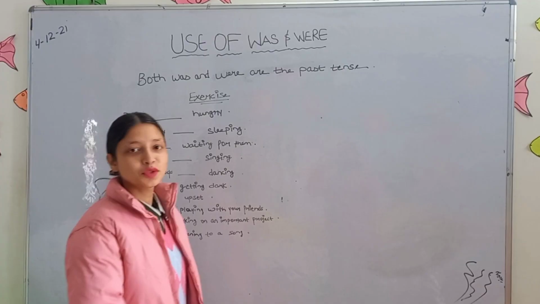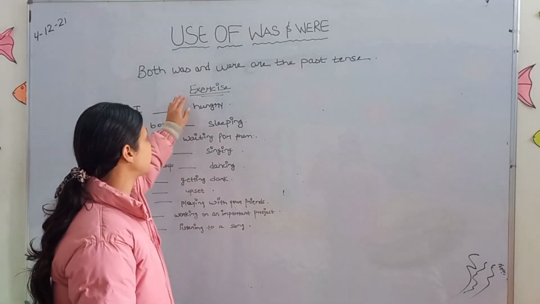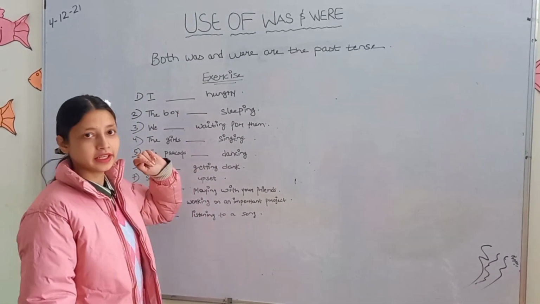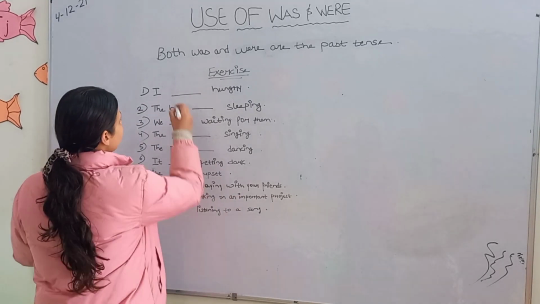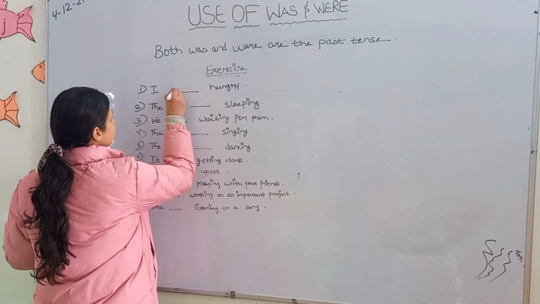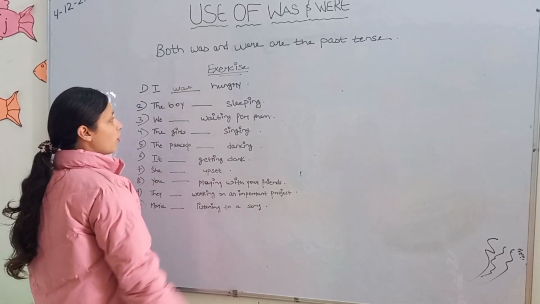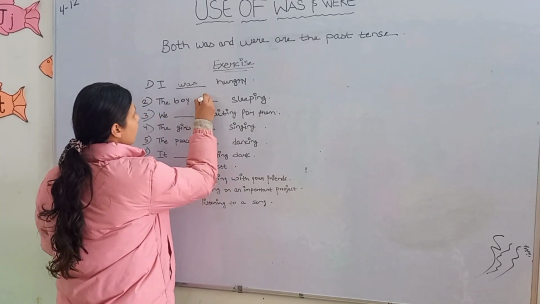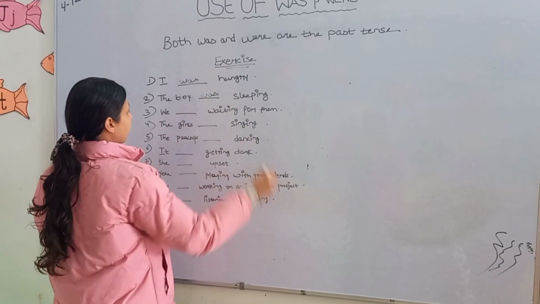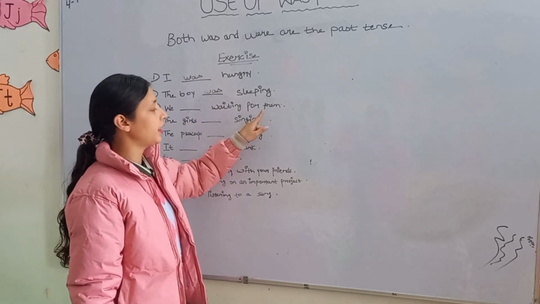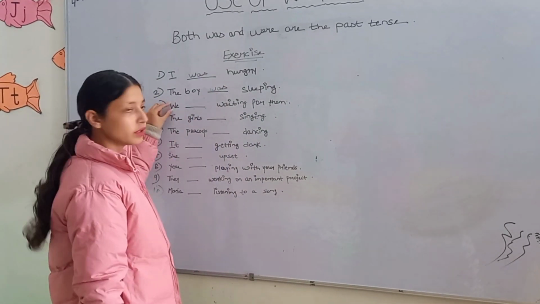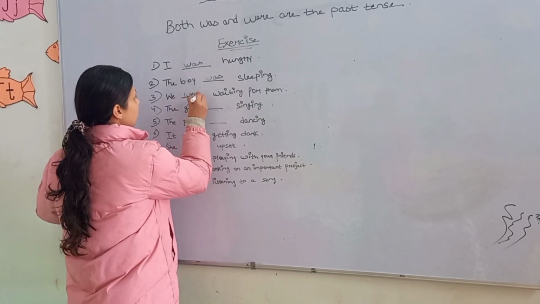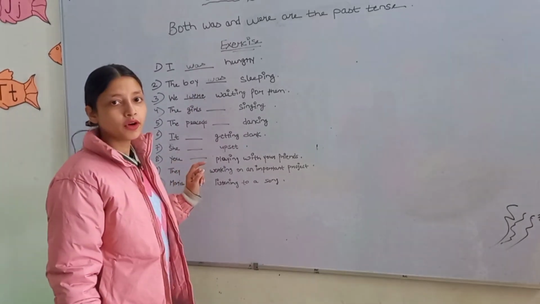Okay, students. Now we will do an exercise by using was and were. I dash company. It is a singular verb, so we will write here was. I was hungry. The boy was sleeping. We dash waiting for them. We is a plural verb, so we will write here were. We were waiting for them.